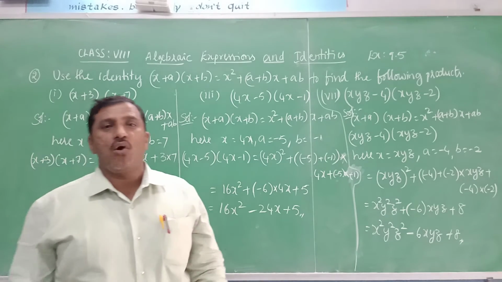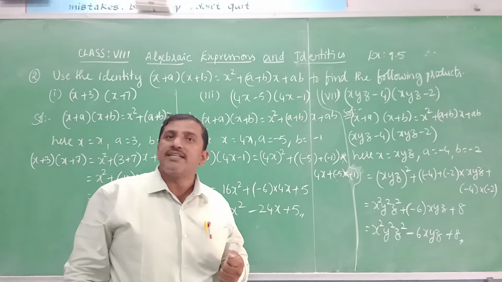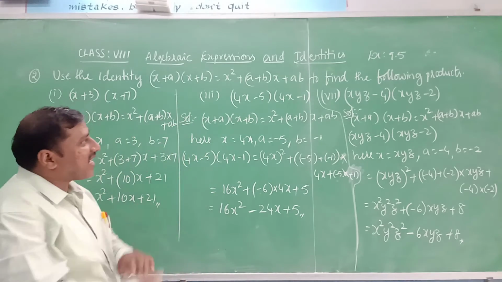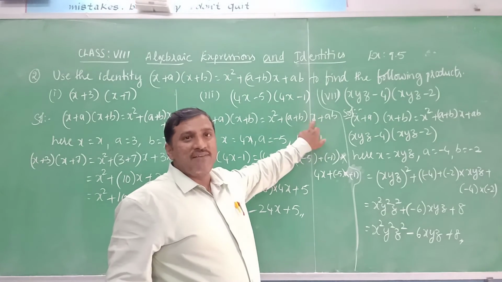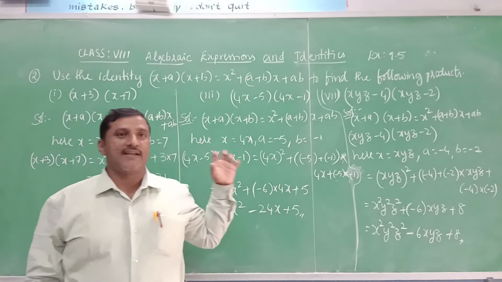x plus a into x plus b is equal to x square plus a plus b into x plus a into b. You may forget in this identity the a plus b into x, multiplying with the x, that is the sum. You may forget sometimes. Be careful with this. Is it clear?